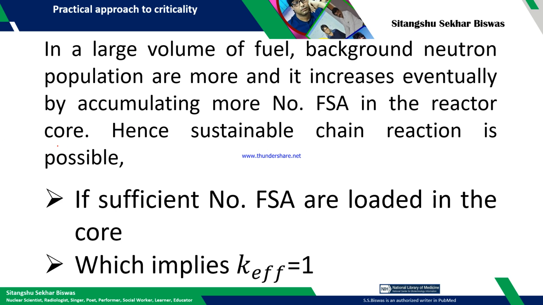As I was telling, in a large volume of fuel, the background neutron population is higher, and it increases eventually by accumulating more subassemblies in the reactor core. Hence, a sustainable chain reaction is possible if a sufficient number of subassemblies are loaded in the reactor core, which implies the effective multiplication factor is 1.